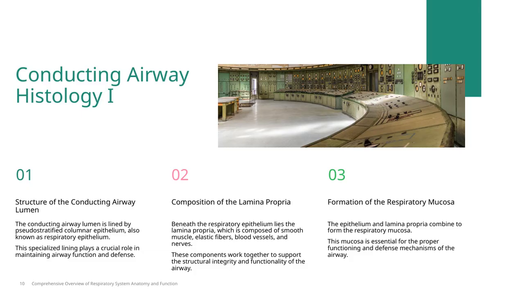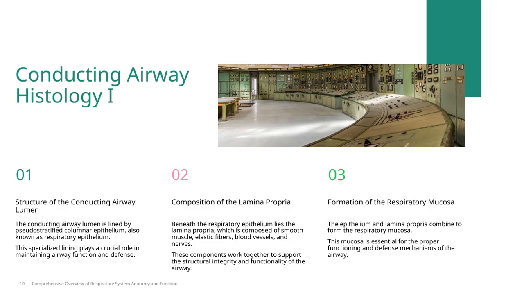Now, let's take a closer look at the composition of the lamina propria. Beneath the respiratory epithelium, this layer is made up of several important components. We have smooth muscle, which provides flexibility and support, elastic fibers that help the tissue withstand stretching, blood vessels that supply oxygen and nutrients, and nerves that are essential for regulating airway functions. Together, these elements work in harmony to maintain the structural integrity of the airway and support its proper function.